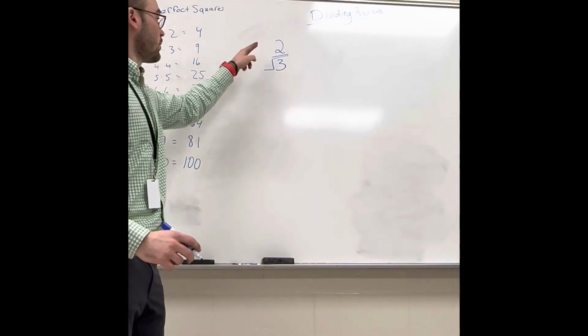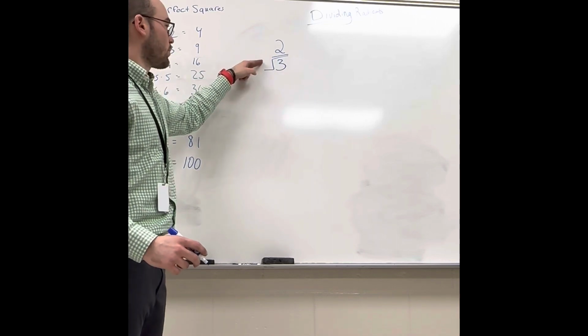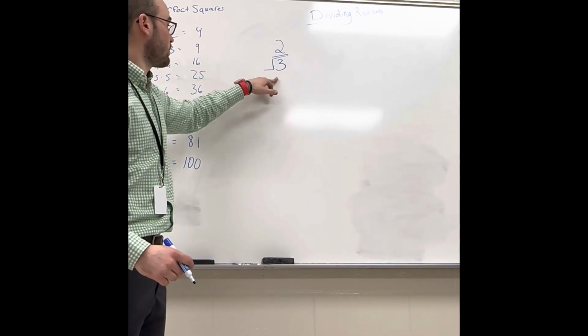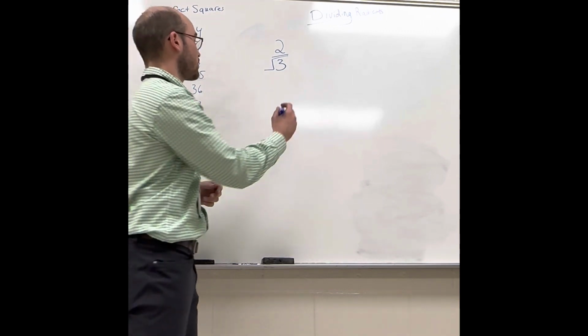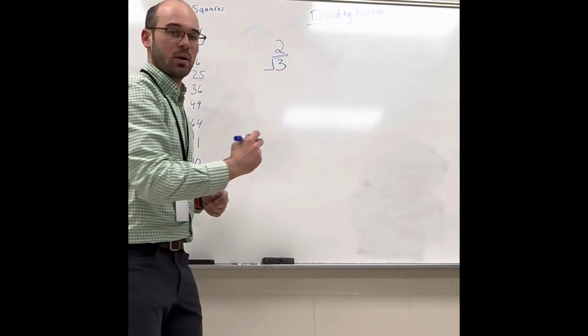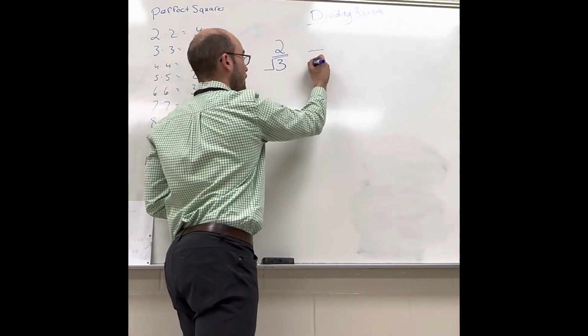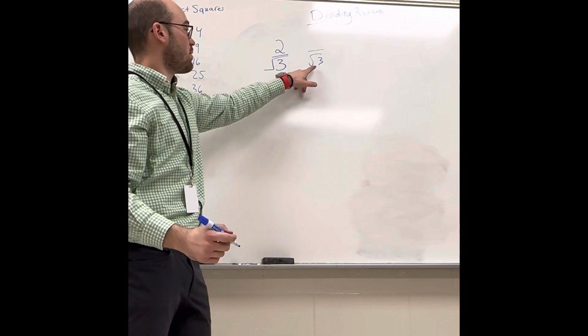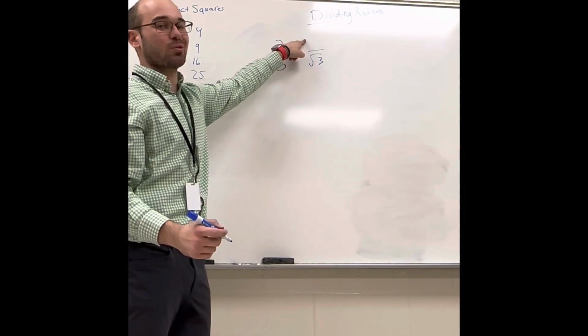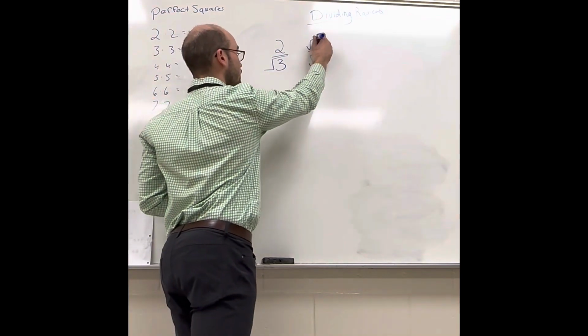Here's a good example. 2 over root 3. Our problem here is we've got a radical root on our bottom of the fraction. How are we going to get rid of it? We've got to multiply it by the same radical. If we multiply the bottom by root 3, we also got to multiply the top by root 3.